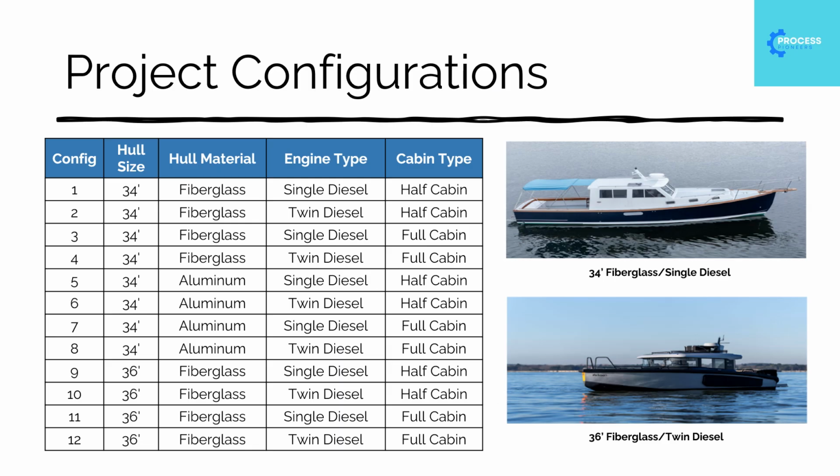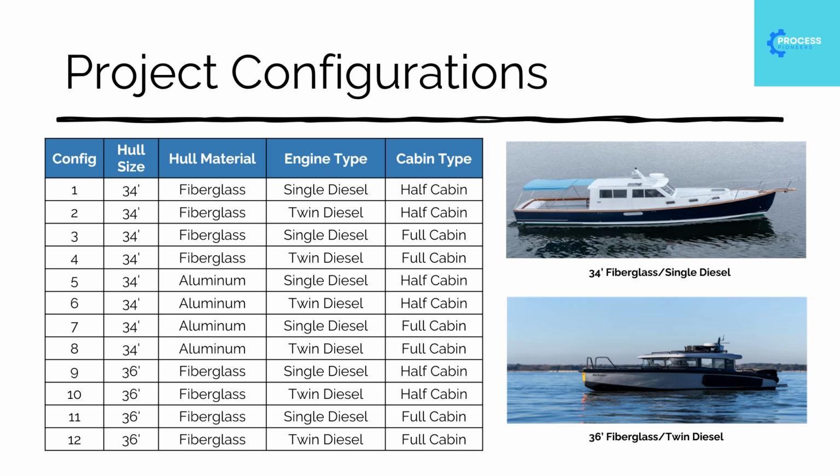All right, so for our project configurations, we're looking at 4 major parameters, and those are the hull size, the hull material, engine type, and cabin type. For the hull size, we're going to look at 34-foot, 36-foot, and 38-foot specs. For the hull material, we're looking at both fiberglass and aluminum. The engine type is always going to be diesel, but we are going to be looking at a single and a twin diesel engine. And then the cabin type is going to be a half cab or a full cabin.